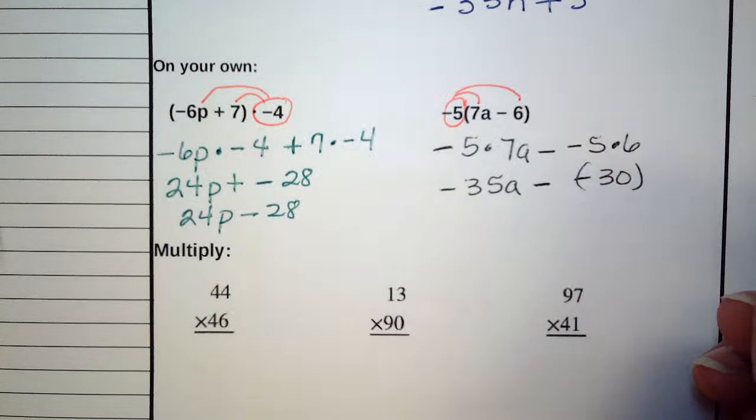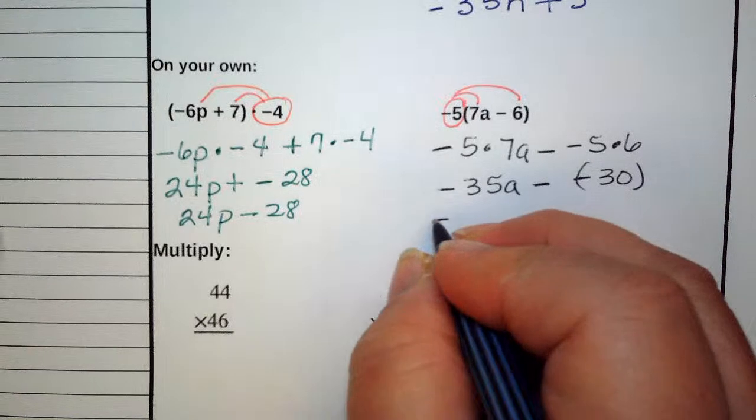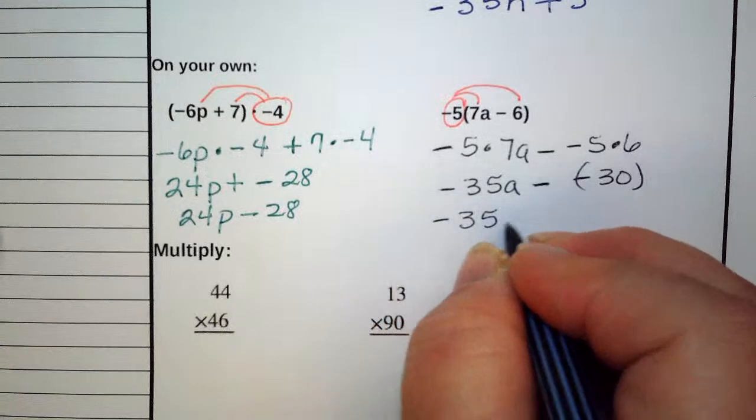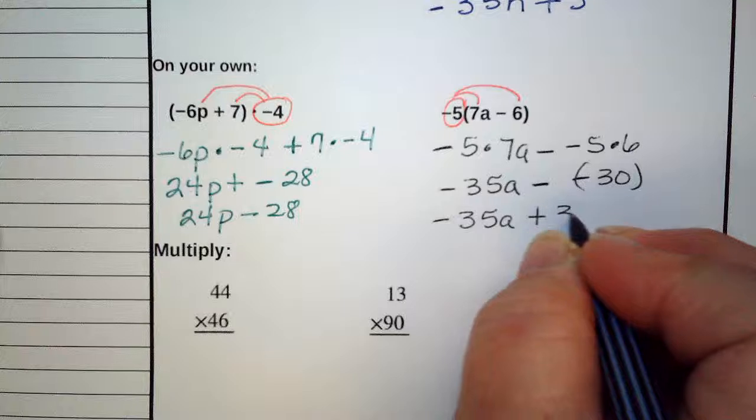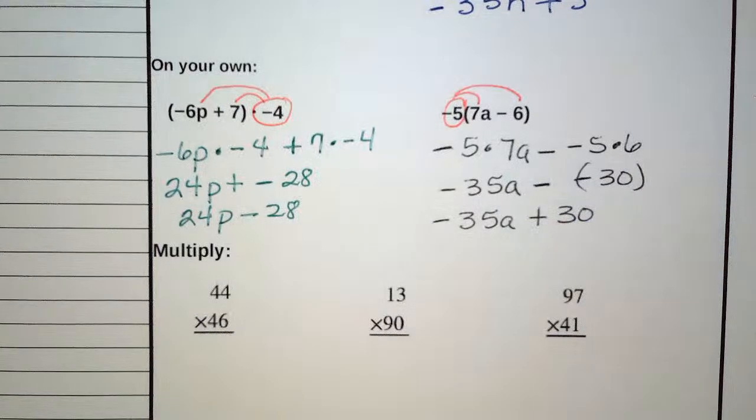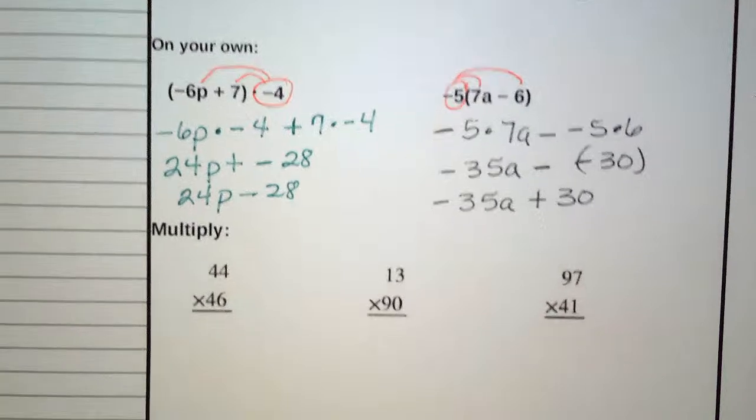Do we minus the negative? No, we plus the positive. Negative 35a plus 30 would be the correct answer. Hopefully when you were checking, all you did was to check your answers and you were correct.